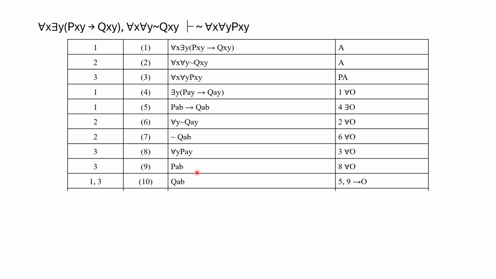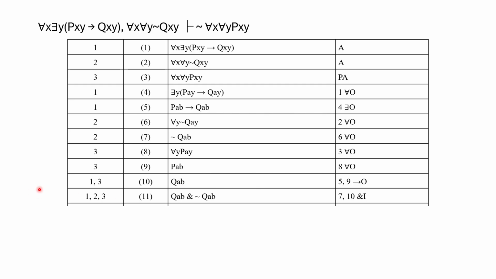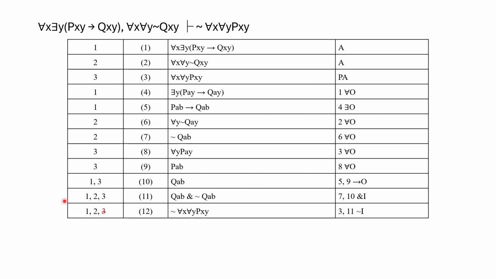And I've got the tilde QAB, I've got the regular QAB, so I can put them together to build my contradiction. Now I've got a contradiction that depends upon my PA up here in 3. So I can just add a tilde to that PA. So PA up here, contradiction down here, just adding a tilde to this PA. 3 and 11, tilde n, and then dropping out the assumption number associated with the PA. And that's it.